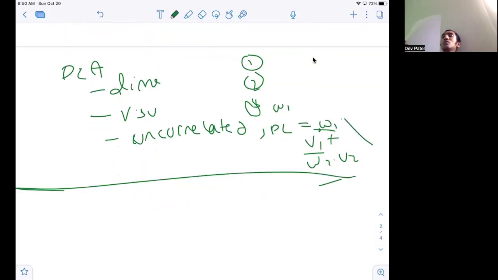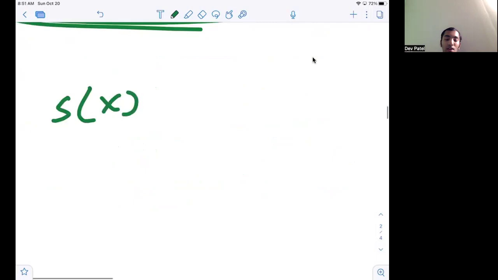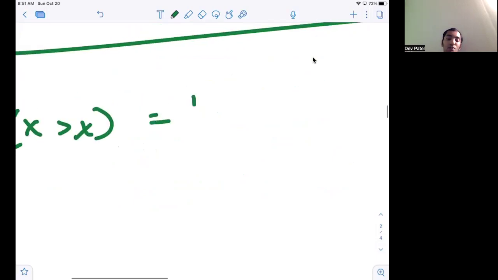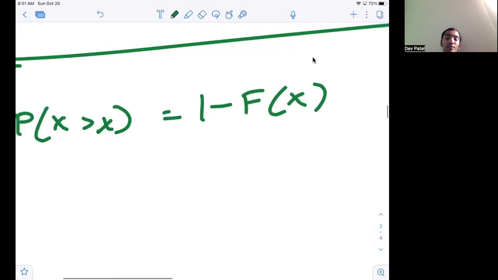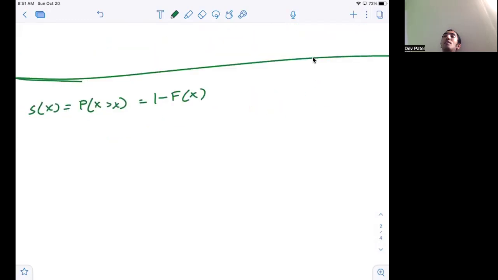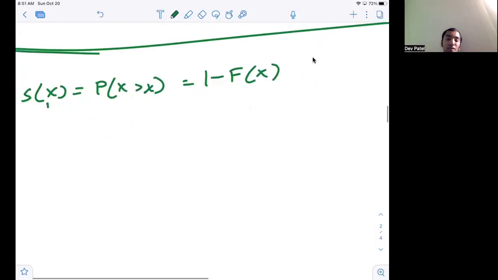We'll go over also a couple of different severity, frequency, and aggregate models. So survival function is the probability that X is greater than x, which is 1 minus our CDF. So that's what we call the survival function.